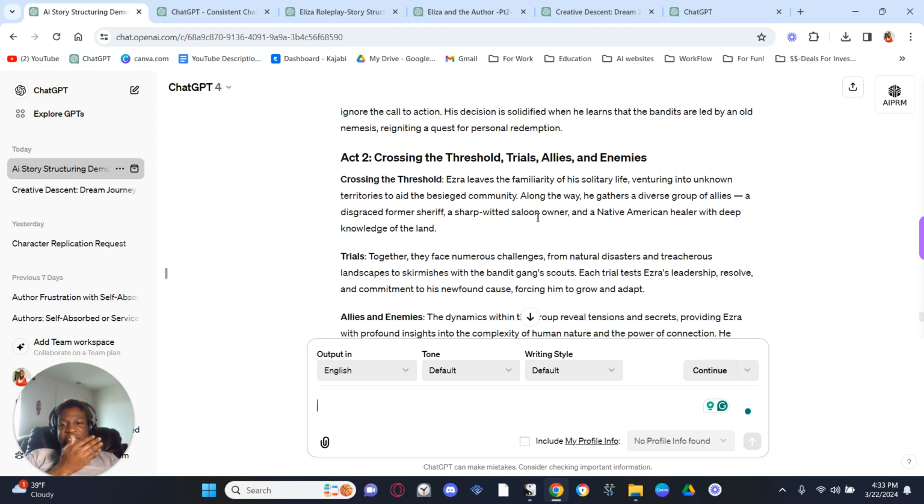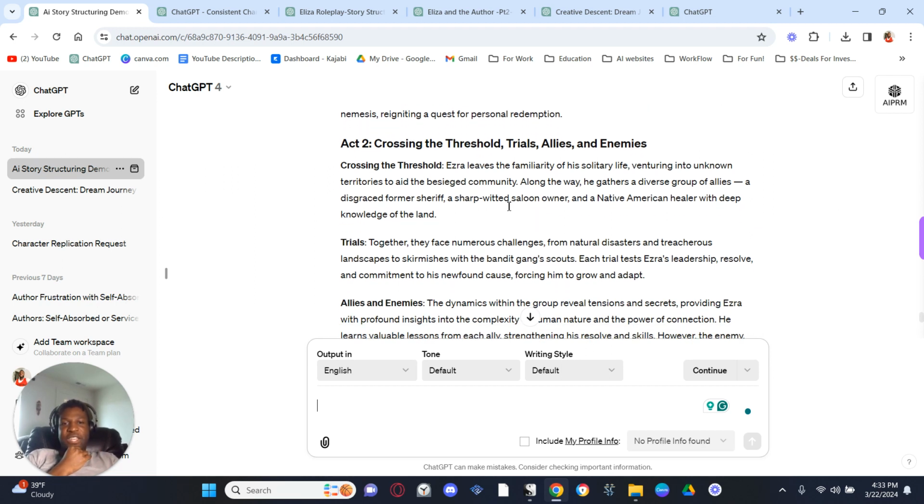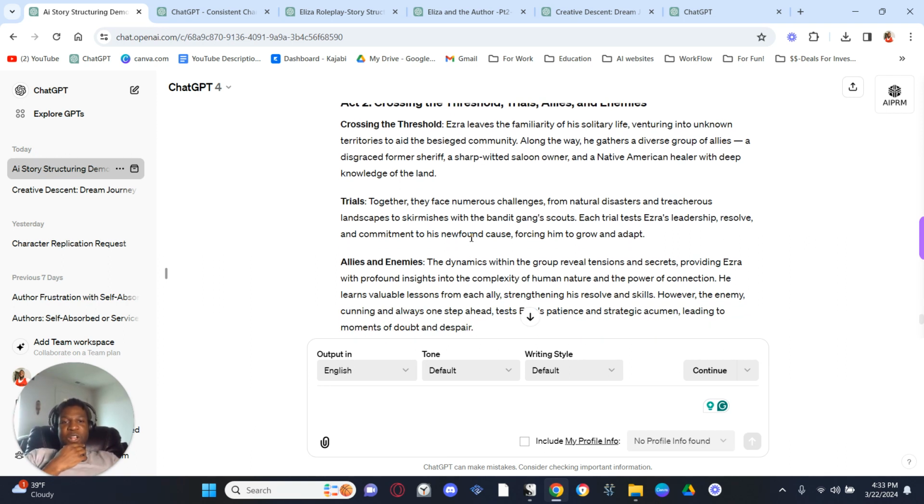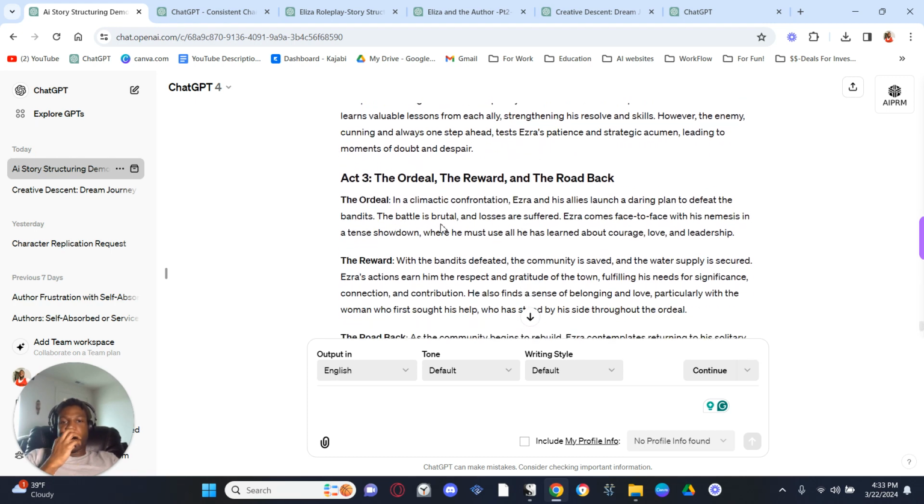So Ezra leaves the familiarity of a solitary life, venturing into unknown territories to aid the besieged community. Along the way, he gathers a diverse group of allies: a disgraced former sheriff, a sharp-witted saloon owner, and a Native American healer with deep knowledge of the land. Not bad for Ezra, who's also low-key an alchemist, but I forgot to put that in there, right? But we can add that later, right? So here we have the trials, the enemies, and then ordeal.